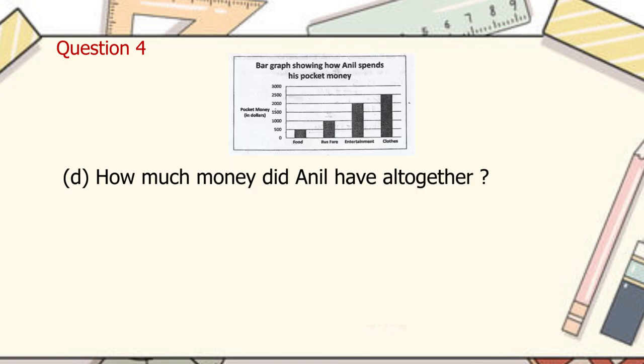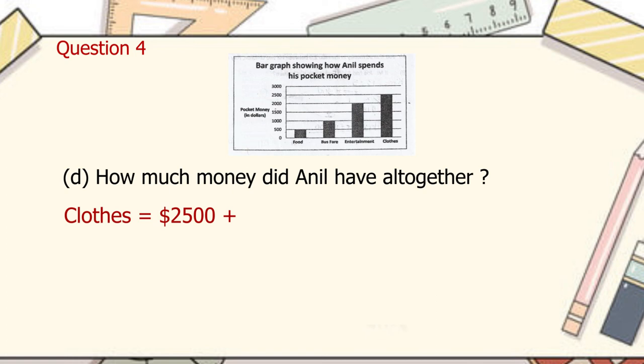Let's work, boys and girls. So we want to find out how much money Anil had altogether. What is the signal word in that question? Yes, altogether. Altogether tells us that we must add. We must find the sum. We must find the total.